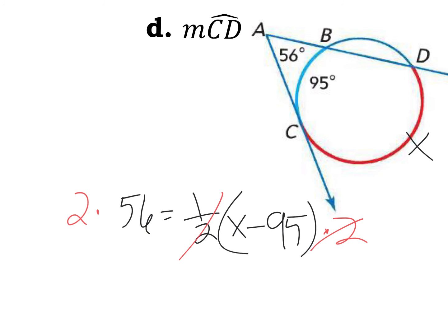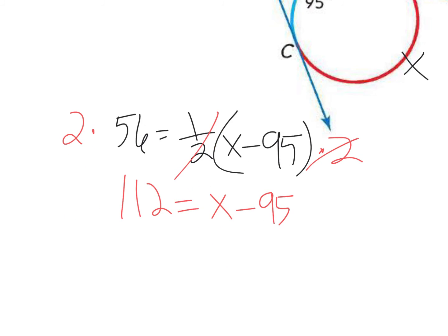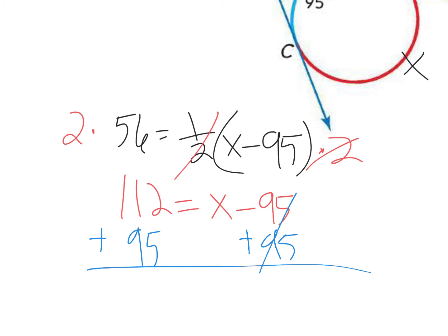So multiply both sides by 2. 2 times 56 is going to be 112. And so that's going to say 112 equals X minus 95. And so I'm going to add 95 over to the other side. And 112 plus 95, that's a positive number, and you notice it equals a positive X here. I don't have to flip any signs like the other one. But 112 plus 95 is going to be 207 degrees.